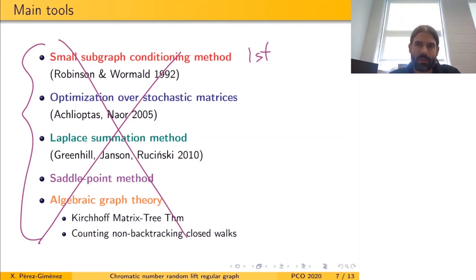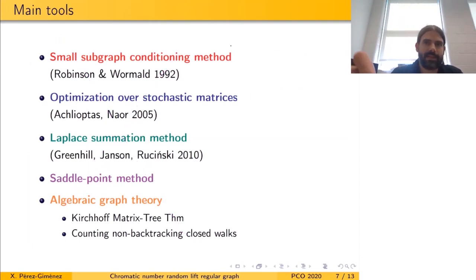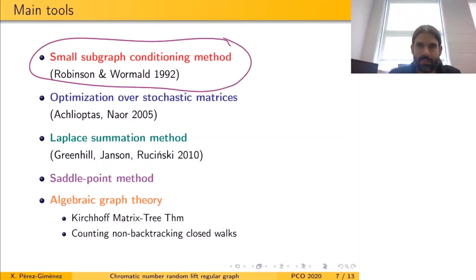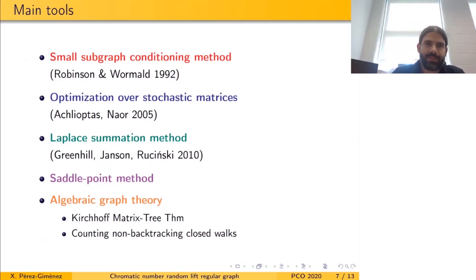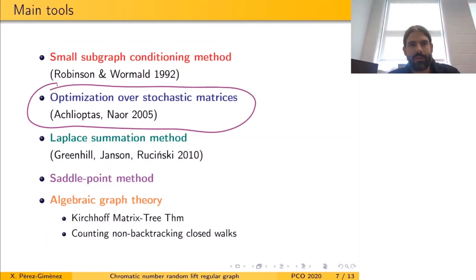So I'm going to talk about some of these tools in the next slides. We use the small subgraph conditioning method developed by Robinson and Wormald. We have to do some optimization. For anyone who's familiar with that paper of Achlioptas and Naor, where they look at the chromatic number of G(n,p) for constant average degree, they do some sort of optimization over the set of square stochastic matrices. We have to extend the results to rectangular matrices. So in some sense, we have to generalize some of the ideas in that paper.